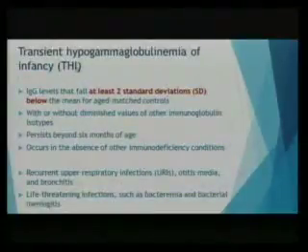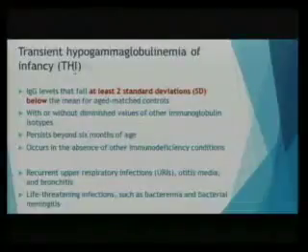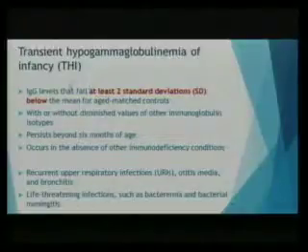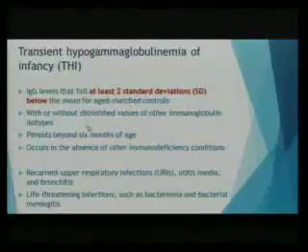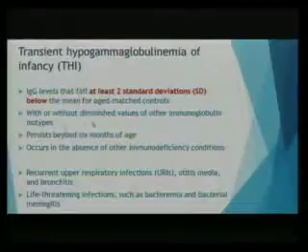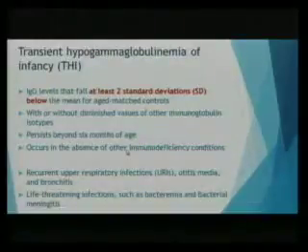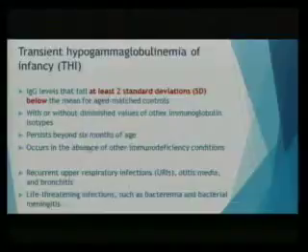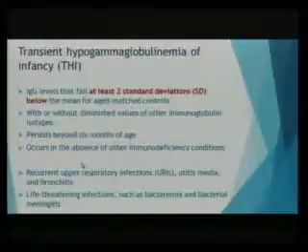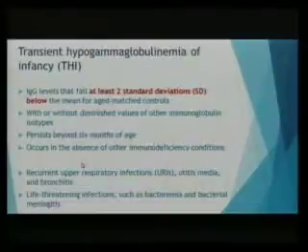Now, with transient hypogammaglobulinemia of infancy, you have IgG levels that are a little below 2 standard deviations when compared for age. The other immunoglobulins are usually diminished, but could be normal as well. This typically occurs when no other immunodeficiency conditions are involved, and it usually persists beyond 6 months of age. You have recurrent respiratory infections, otitis media, and bronchitis. You can sometimes have life-threatening infections such as bacteremia or meningitis.